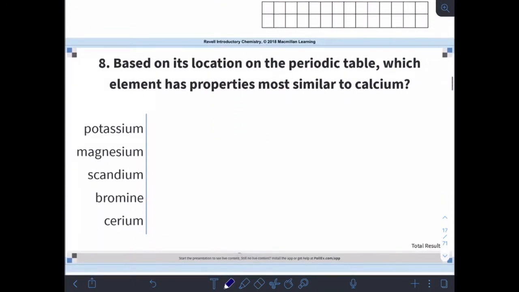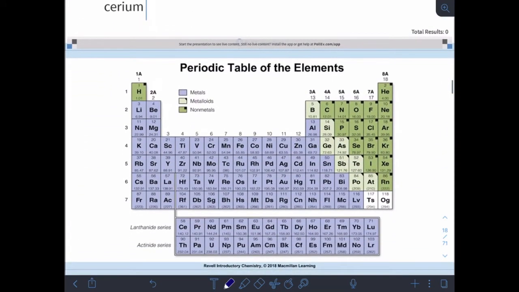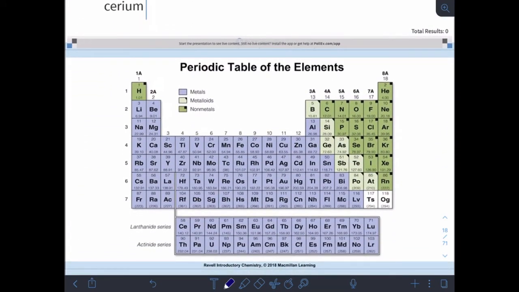Okay, so based on its location in the periodic table, which element has properties most similar to calcium? So I'm going to scroll down. I've got a periodic table here. Now remember that everything in the same vertical column will have similar characteristics. So here's calcium right here, element 20, and we want to pick something that is in the same vertical column as calcium.